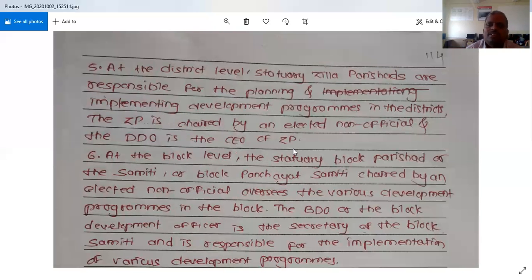At the district level, statutory Jilla Parishads are responsible for planning and implementing development programs in the districts. The Jilla Parishad is chaired by an elected non-official and the DDO is the CEO of the Jilla Parishad. Now at district level, the Jilla Parishad is totally responsible for all types of planning and implementing the programs in their own districts. It is chaired by, that means the headed person is, a non-official and he is the DDO. And who is this DDO? He is nothing but the CEO of the Jilla Parishad.